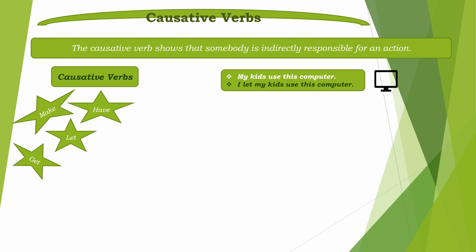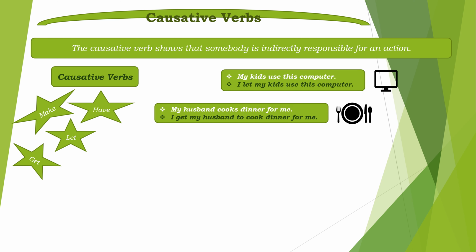So I will make a causative sentence. I let my kids use this computer. In that case, I am giving permission to my kids. I am causing my kids to use this computer. I am making my kids use this computer. Let's have a look at another example.